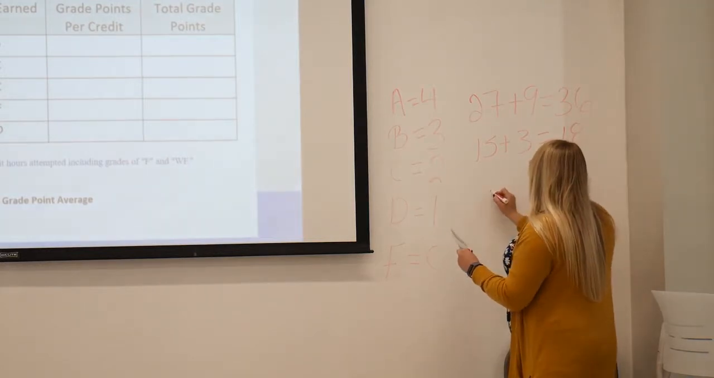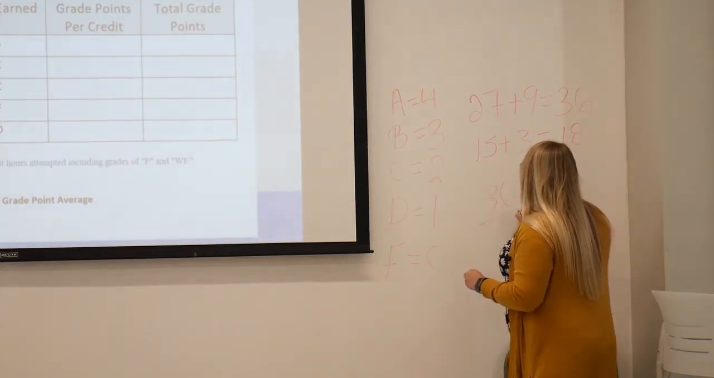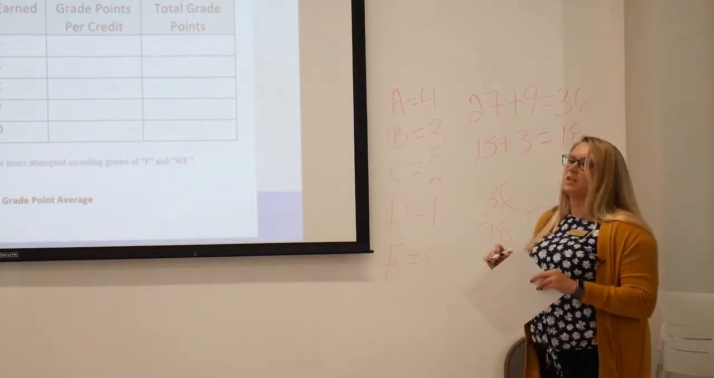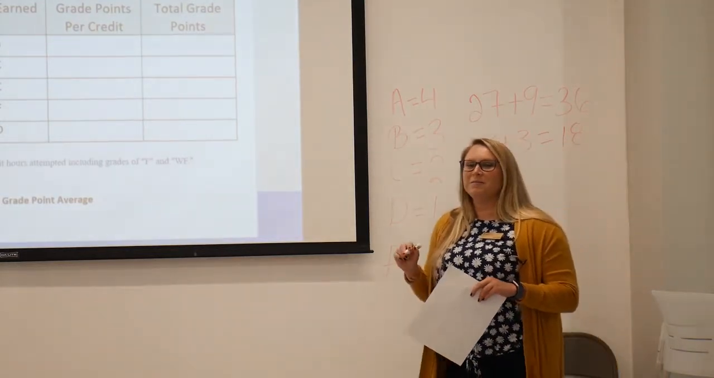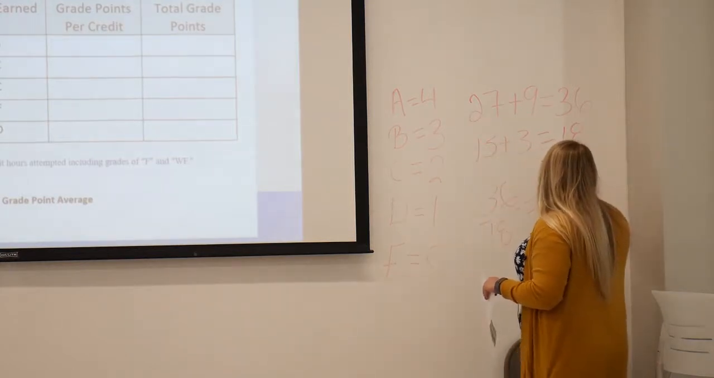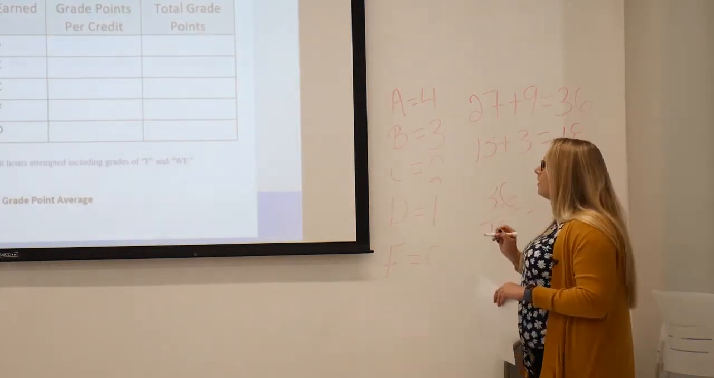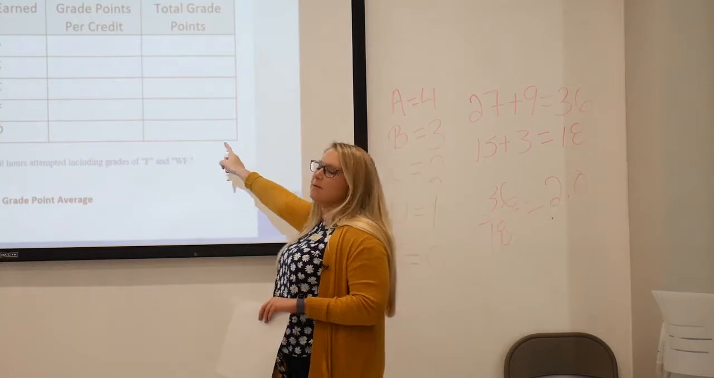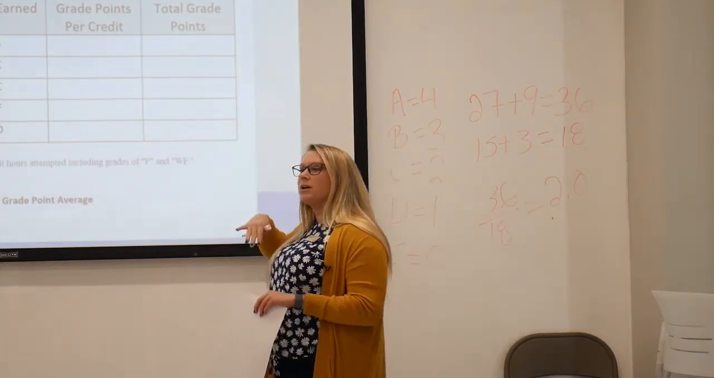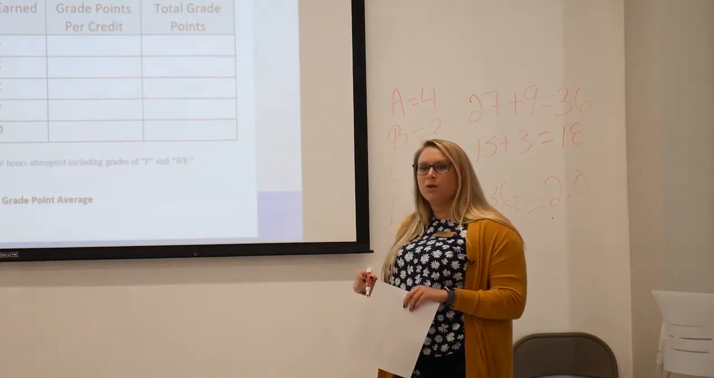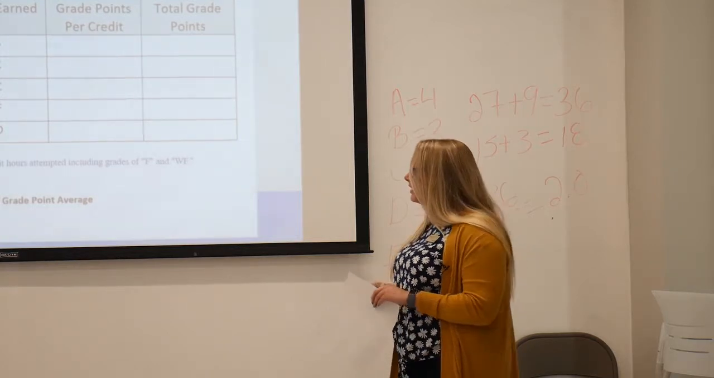So if we divide 36 by 18, does anyone know what that might be? Yep, perfect, a 2.0. So just by repeating that one English course that we made an F in, that brings our GPA back up to a 2.0, which is good academic standing.